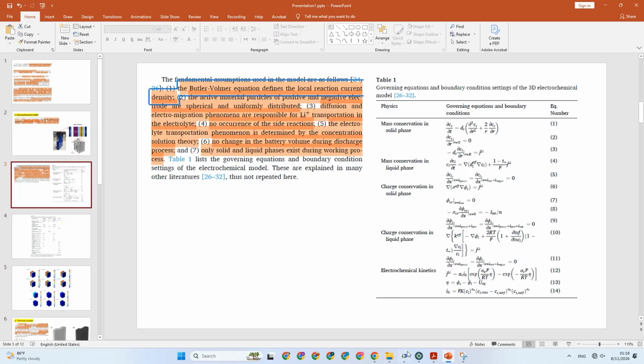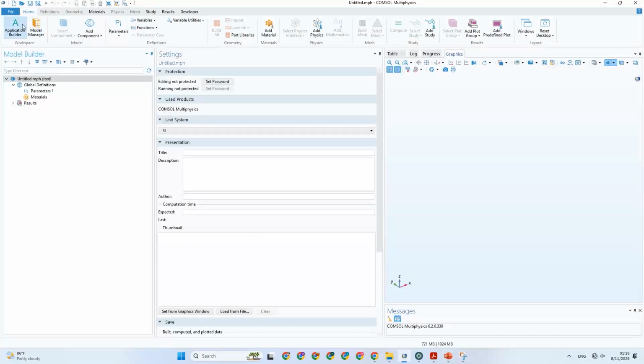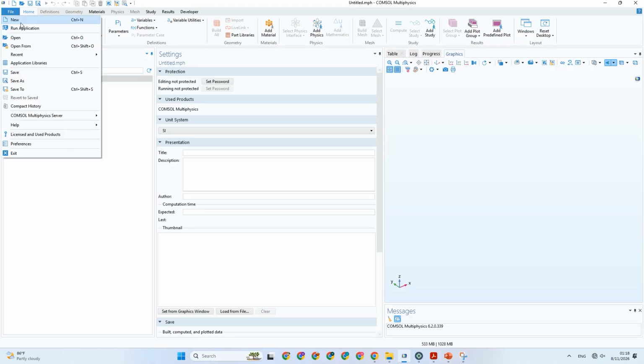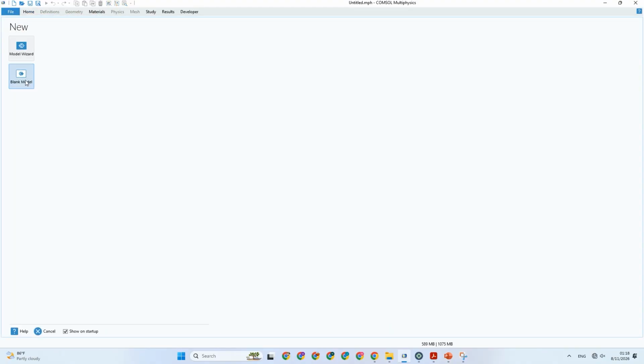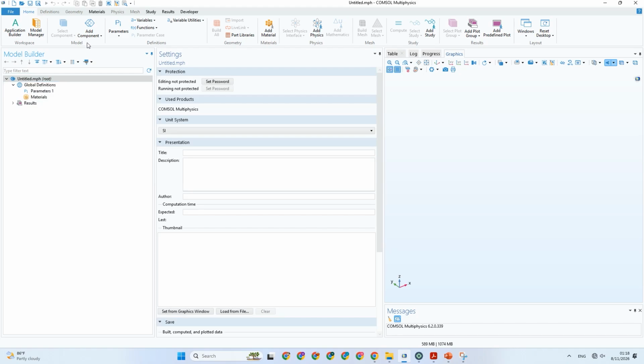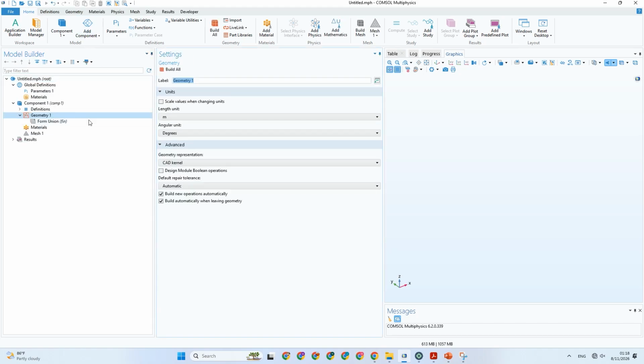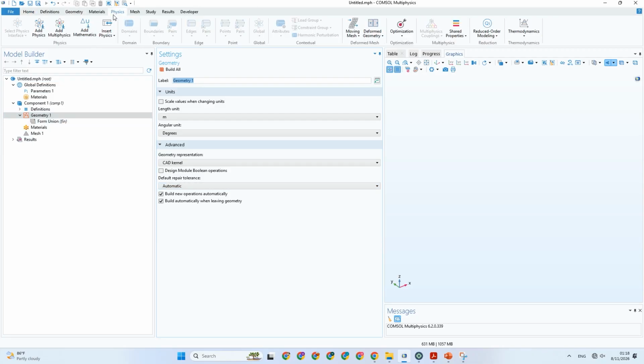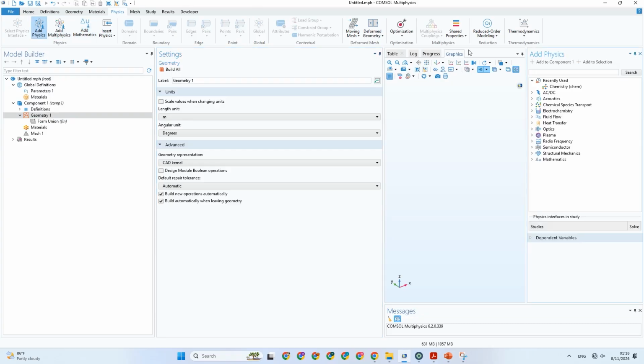Okay, here I just use COMSOL 6.2. I use Branch model. Here I must add a 3D model. In 3D I can define geometry, physics. At first I want to check the physics. Maybe we can add physics. We have many options. For example, we have battery physics.